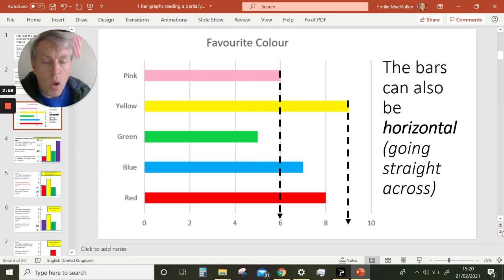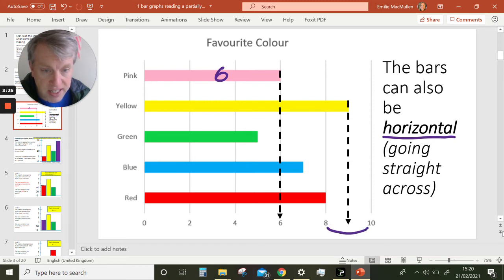So, don't forget, on bar charts or bar graphs, the bars could also be horizontal. That maths word meaning going straight across. And when it is, we just do exactly the same thing. We find where the end of the bar is, and we then go down, or perhaps sometimes the scale will be along the top, and we see, right, how many children said pink was their favourite colour? 6. We read straight down. What about yellow? Well, we read down, it's between 8 and 10.